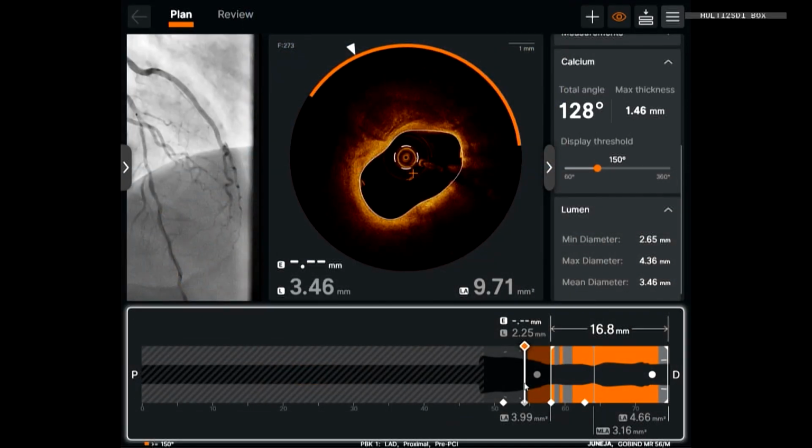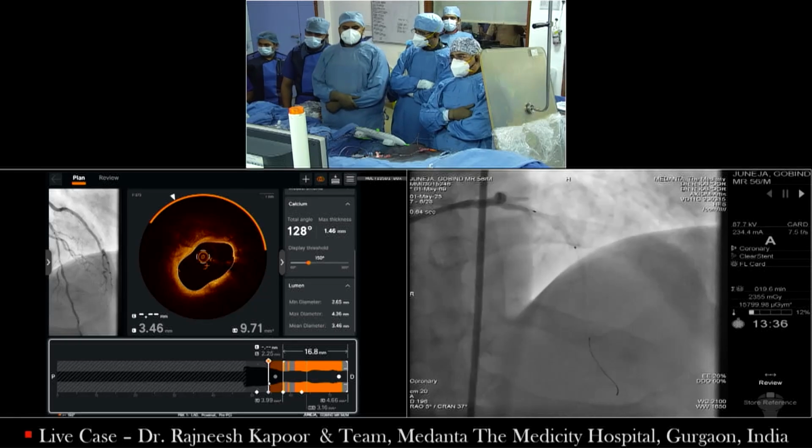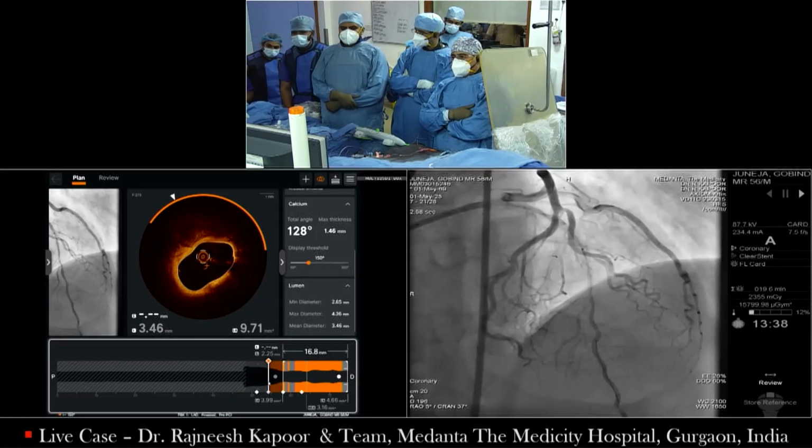Dr. Ramesh? Yeah, let's ask, go ahead, from our panelists. And, Dr. Kapoor, Goran speaking. Hi, Goran. Thank you for selecting. Nice to see you again, and we look forward to the case.